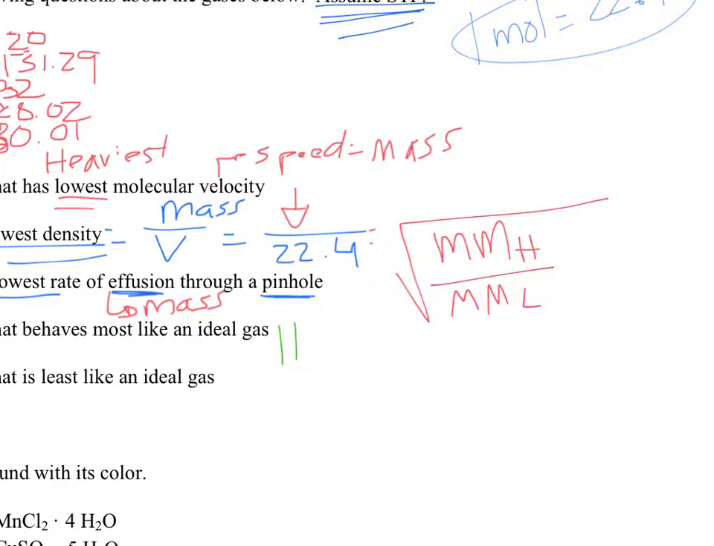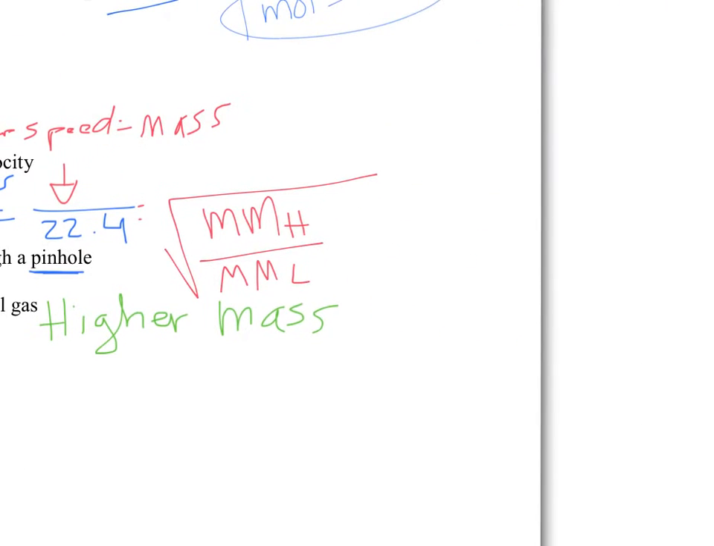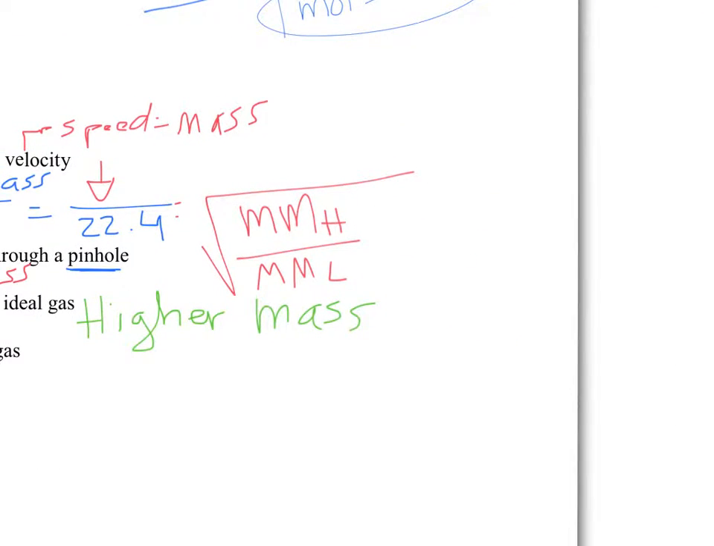And I want you to make this little note. The higher the mass equals, and this is a new word for you, more polarizable. Now, what in the world does that mean? More able to be polar. Okay. Why is it more able to be polar?